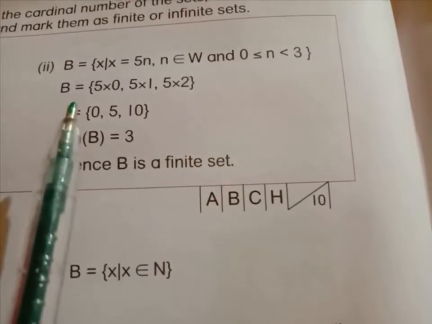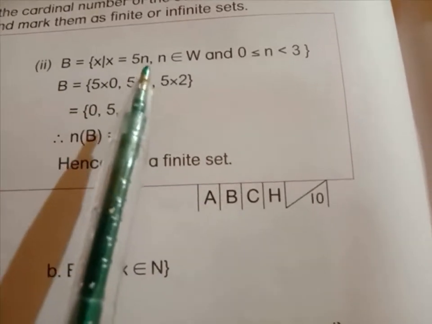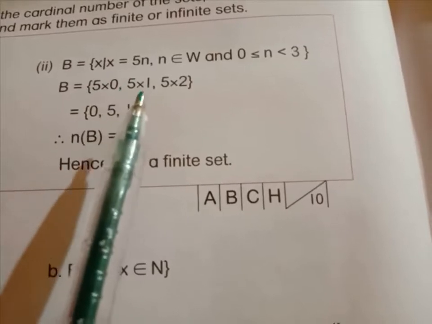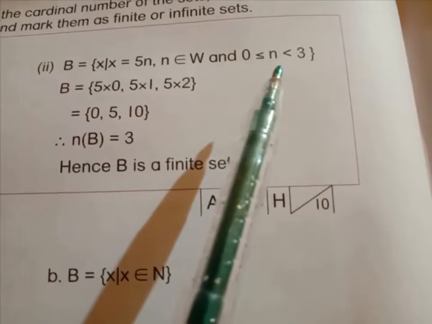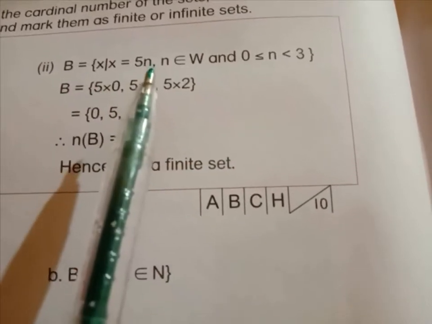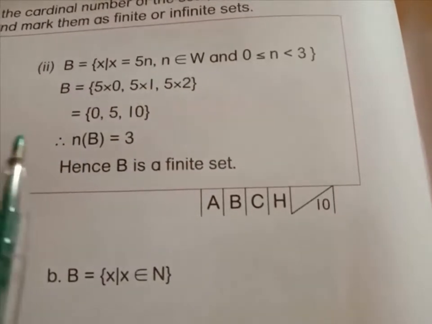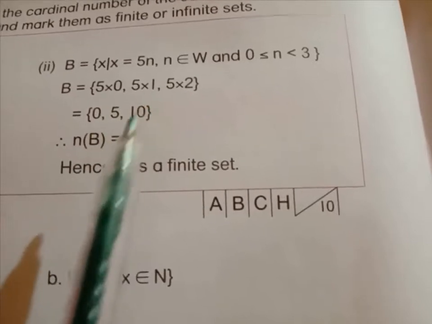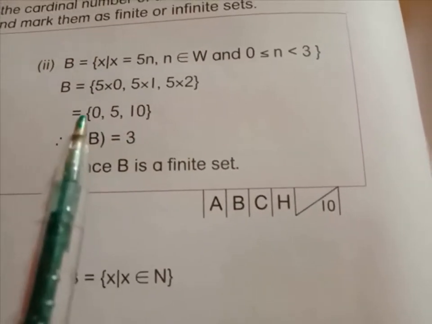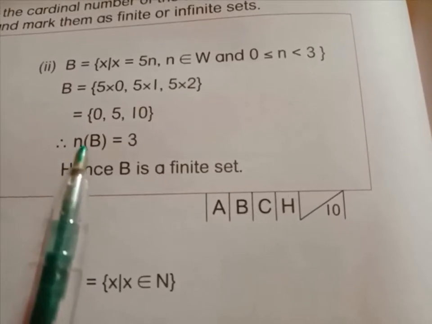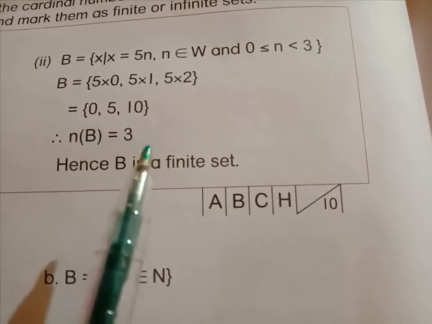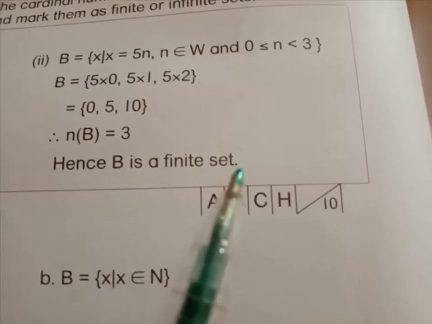So B will be equal to 5n, that is 5 into 0, 5 into 1, 5 into 2. 0, 1 and 2 come from here and this 5 comes from 5n in each case. So 5 into 0 is 0, 5 into 1 is 5, 5 into 2 is 10. So there are 3 elements in set B. So the number of elements of set B is equal to 3. Hence B is a finite set.